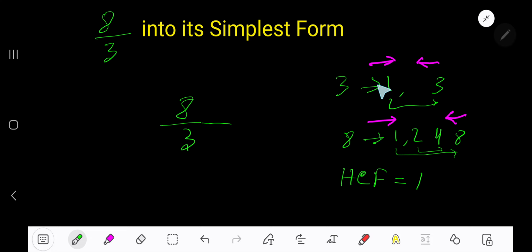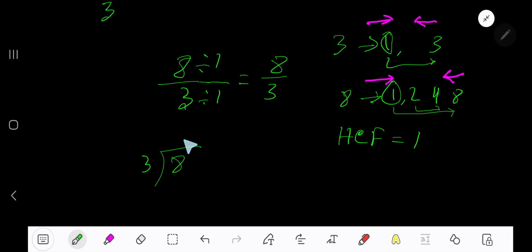Look, 1. So if I divide this 8 by 1 and 3 by 1, I am getting 8 over 3. But look, this is an improper fraction because the numerator is greater than the denominator. So we need to divide.